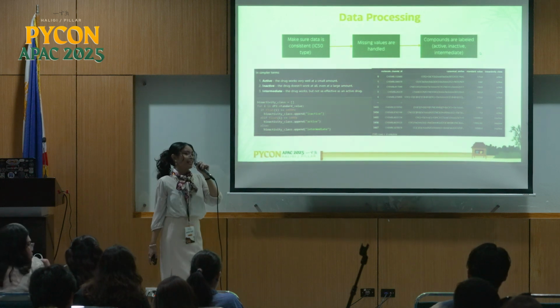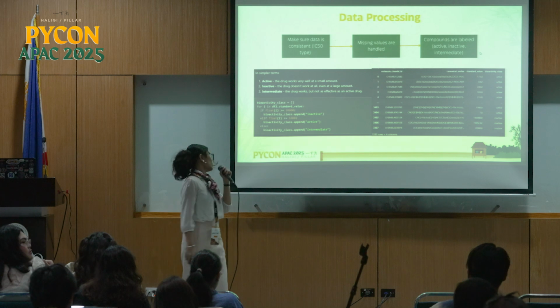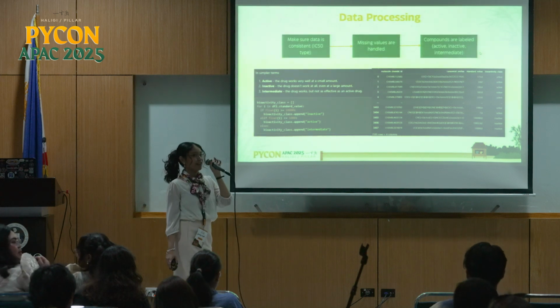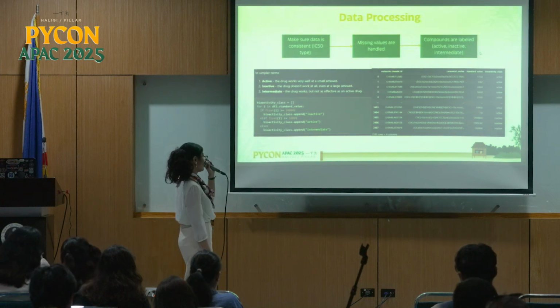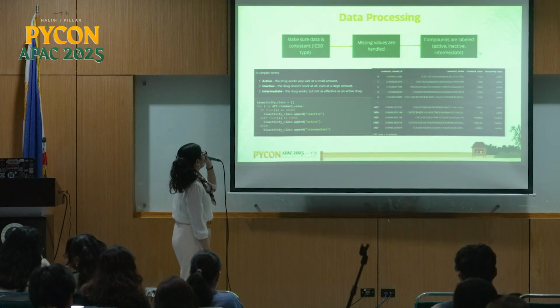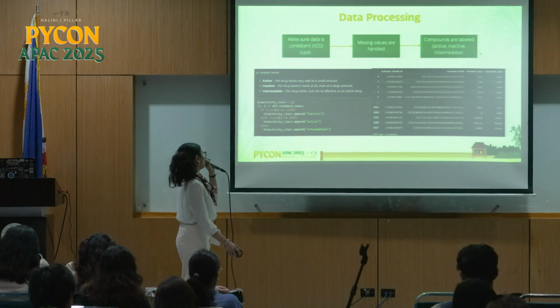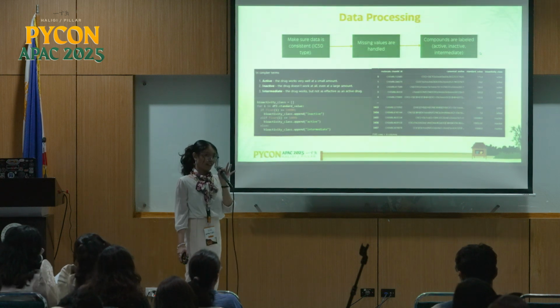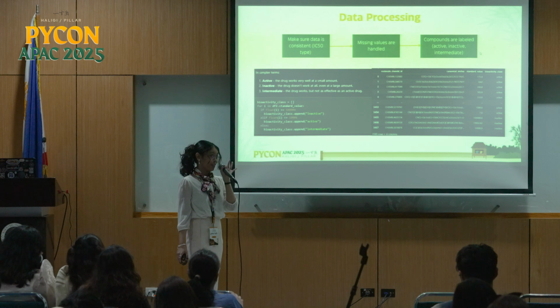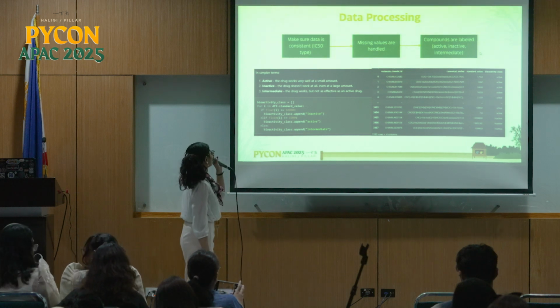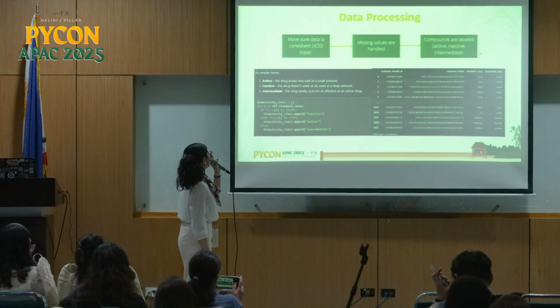Next step is data processing. Data processing has 3 steps here. I've broken it down so it is easier to digest. We have making sure that the data is consistent. It must be consistent. It is the general rule when we are processing data, right? It has to be IC50 type.